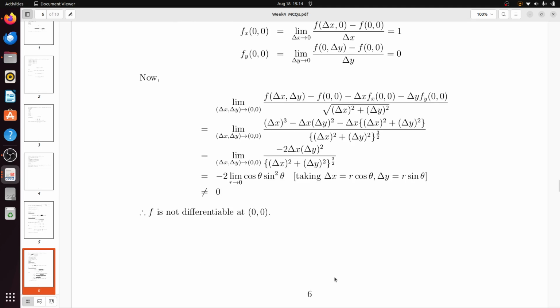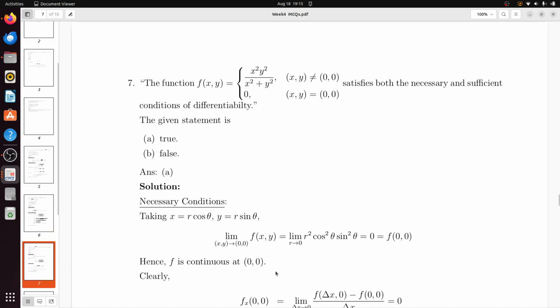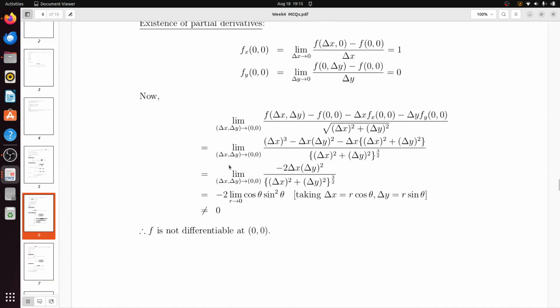So you can just use rho cosine phi and rho sin phi, there is no problem. Now what is happening here? Here this limit is actually depending upon theta, so this does not converge to 0 actually. So that's why it is not differentiable at (0,0). Next problem. So is this problem clear?